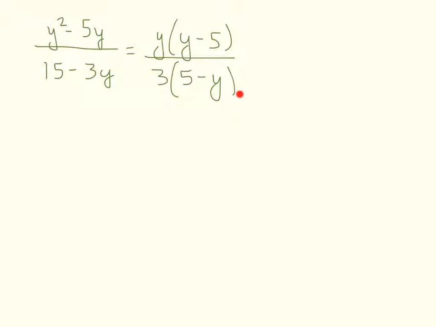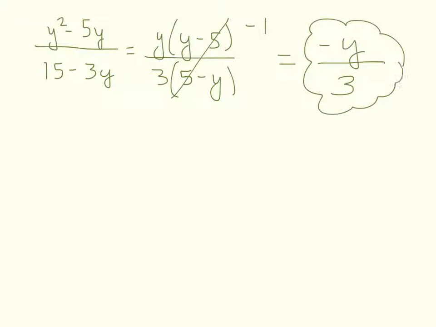Y minus 5 over 5 minus y is going to cancel into a negative 1. So we're just left with negative y on the top and 3 in our denominator. And that's our simplified form.